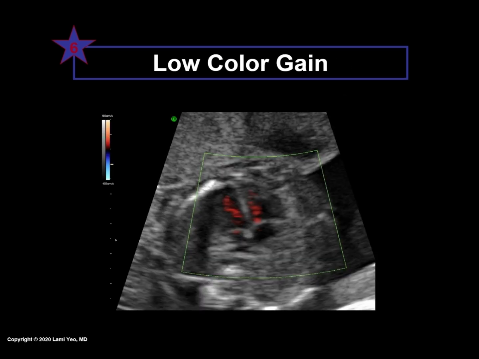Here is an example of low color gain. The PRF has been set appropriately at 65 centimeters per second to evaluate flow through the atrioventricular valves. However, due to the low gain, the Doppler shift is not fully displayed.